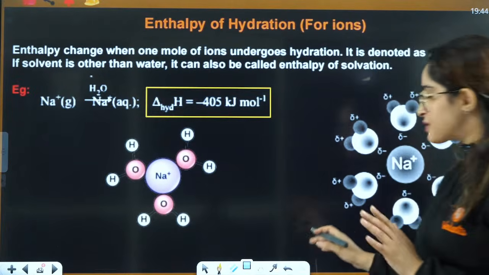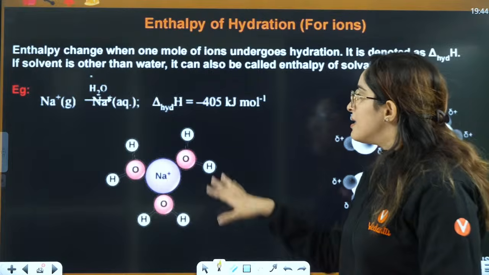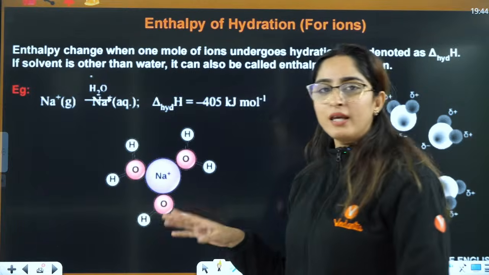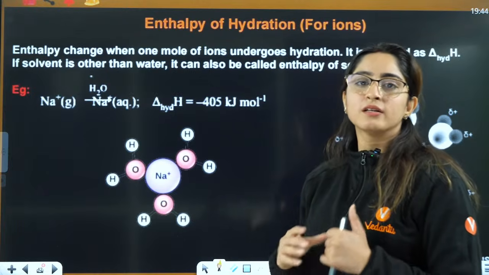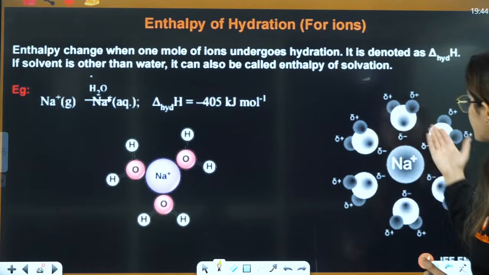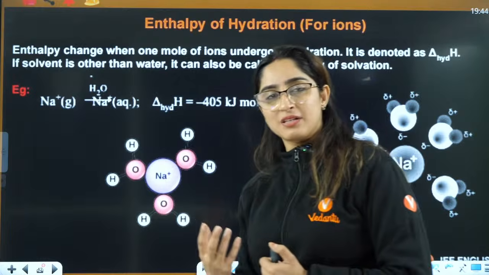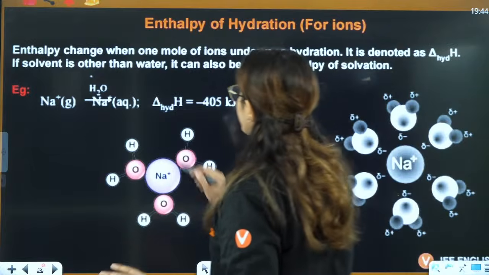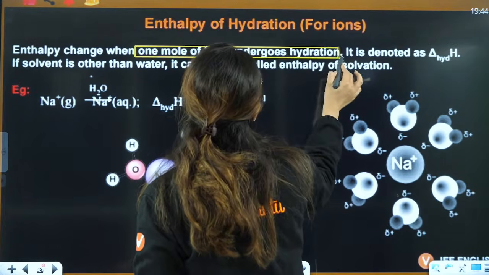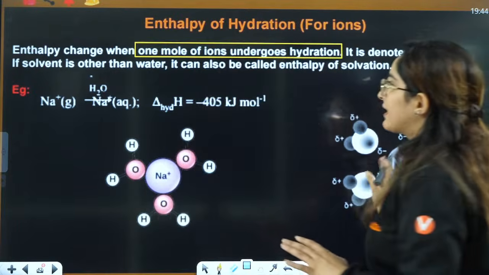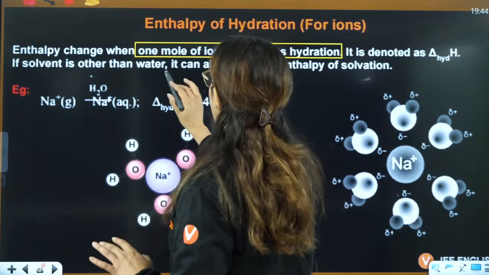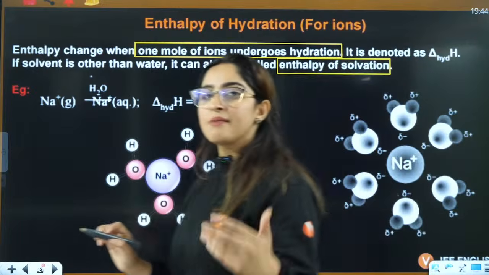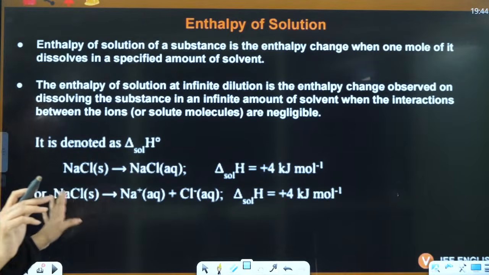You don't have to remember these values, these are just examples that I'm giving you. For example, you have any positive ion, water molecules will be attracted by the positive ion, like this way. Now this is what we call hydration, that this particular ion is being hydrated. So energy change when 1 mole, and always remember I am always talking about 1 mole here, 1 mole of ion undergoes hydration, is denoted as delta H of hydration. If solvent is other than water, then this same enthalpy is called enthalpy of solvation.